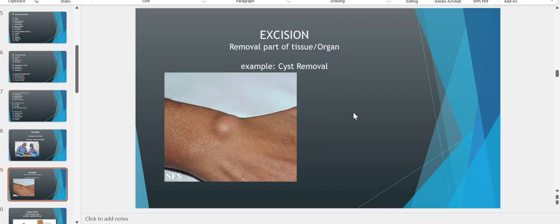The second one is excision. Excision means removal of a part of tissue or a part of an organ. If a part of tissue or part of an organ is removed, that is excision. For example, a cyst. You can see here, the patient's body has a cyst, so this cyst has to be removed. This skin part has been removed. That removal of a part of tissue is known as excision.